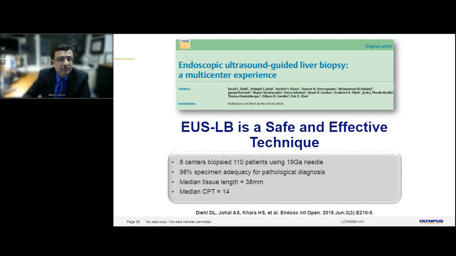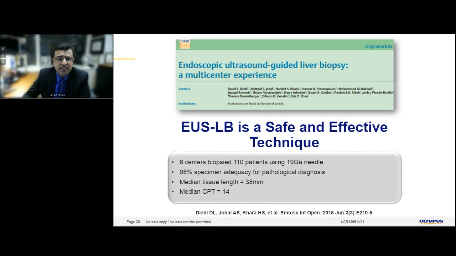So we were one of 8 centers, with 110 patients and a 19-gauge needle. Between all the aggregate centers, we wanted to make sure this is applicable across different centers across the country. And we found 98% specimen adequacy to obtain a pathological diagnosis, with a median tissue length of 38 millimeters and portal count of 14. Our initial study, as you can see from 2015, was with the 19 FNA needle. And even with that, we had more than adequate specimen. And over time, as I'll share our clinical data, we have evolved that technique to an FNB needle.